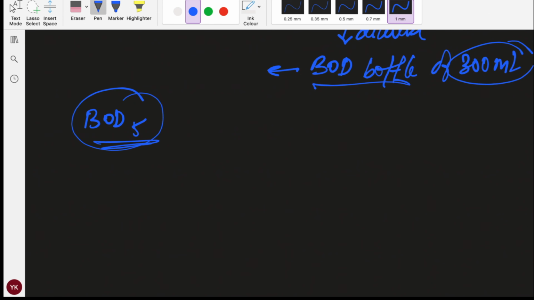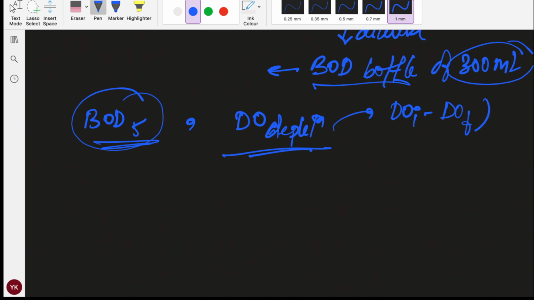So the first thing you should always remember is that we should first calculate the DO depletion. What is DO depletion here? DO depletion is nothing but DO initial minus DO final. Basically, some amount of the dissolved oxygen will be utilized by microorganisms for degrading the organic matter, so that will be the DO depletion. Then we have to divide that by P. P simply means dilution factor.